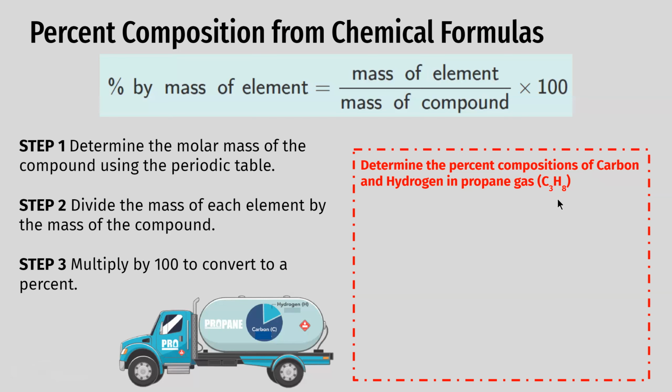So if we want to determine the molar mass of C3H8, or propane, we would first take 3 carbons, 3 times 12.01, and then 8 hydrogens, 8 times 1.01, giving us an overall mass of 44.11. So this value is what we're going to be using in the denominator, or the mass of our compound, when trying to determine the percent of each carbon and hydrogen in the formula.